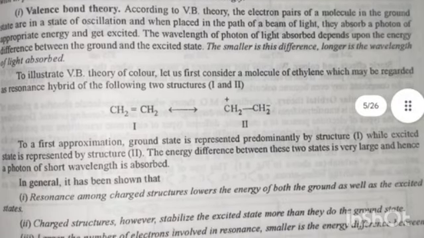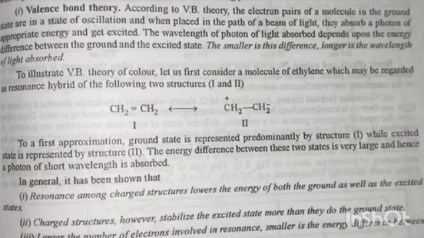Valence bond theory. According to valence bond theory, the electron pairs of molecules in the ground state are in a state of oscillation, and when placed in the path of a beam of light, they absorb a photon of appropriate energy and get excited. The wavelength of the photon of light absorbed depends upon the energy difference between the ground and excited state. The smaller the difference, the longer the wavelength of light absorbed.